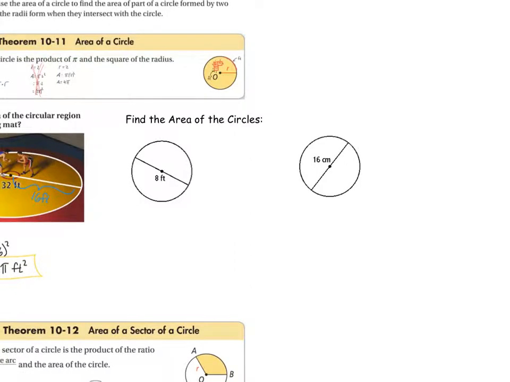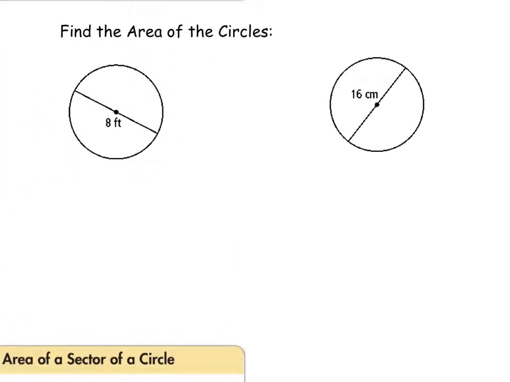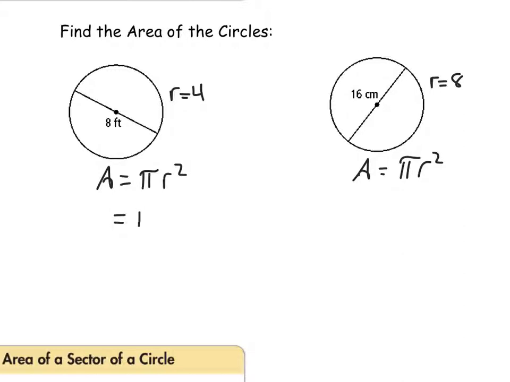Okay, then why don't you guys try these two on your own? Ready, set, go. Okay, good. I'm seeing lots of good answers here. So what we should be doing first off, notice that both of these problems give us the diameter, not the radius. We have to have the radius. And so if the diameter is 8, our radius is 4. And in the second problem, if the diameter is 16, our radius is 8, right? So plugging in, pi times 4 squared, we should have an area of 16 pi square feet.